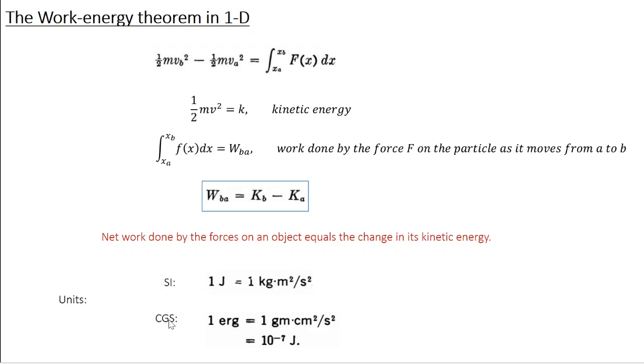And in CGS unit, this is the old metric system where the units are centimeter, gram and second, whereas in SI you have meter, kilogram and second. So in CGS unit, the unit of work or energy is erg. One erg is defined as 1 gram centimeter square per second square, which is 10 to the power minus 7 joules.